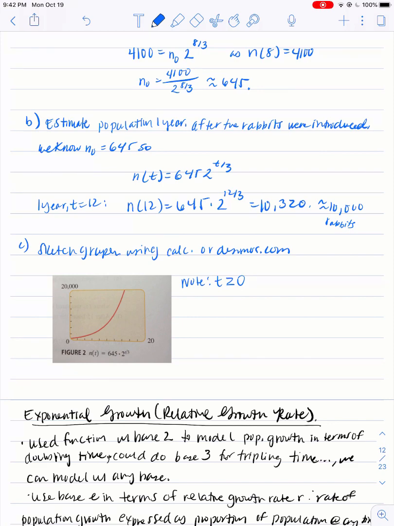So here I have a sketch of the graph, and it's just the one that the book provided. You could do it using Desmos or your graphing calculator. It's a pretty big window. And then note that our t is going to be greater than or equal to 0 because it's time. So that's our graph. So it goes up pretty quickly, as you can see.